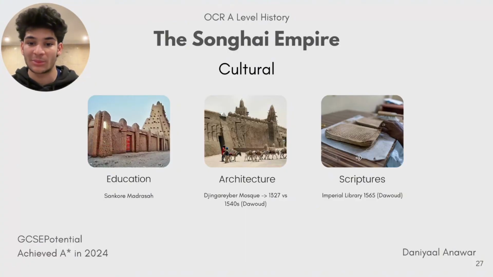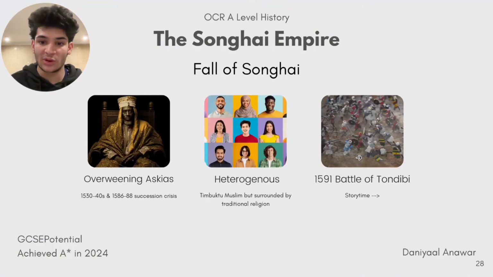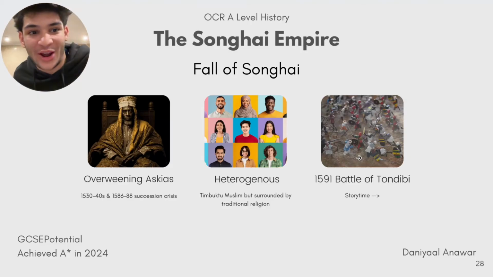And then the final point is scriptures. So in 1565, Dawood introduced an imperial library, and obviously that advanced culture by providing people with access to lots of information beyond just what was available in Timbuktu. So those are 3 points for cultural. Fall of Songhai. So here we go. We reached the final bit for Songhai now.